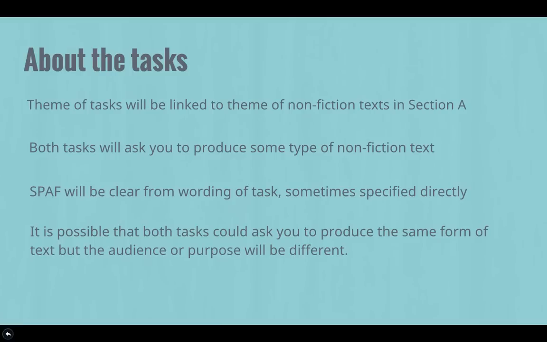It is possible that both of the tasks could ask you to produce the same form of text. If they do, the audience or the purpose or the subject matter will be different. So at first glance it may appear that both tasks are asking you to do the same thing, but when you identify each aspect of SPAF you'll find that there are subtle differences, and as such the mark schemes will be different because they'll be looking for the conventions of the particular purposes, the audience, the subject matter, whatever it might be, that is different in each of those.